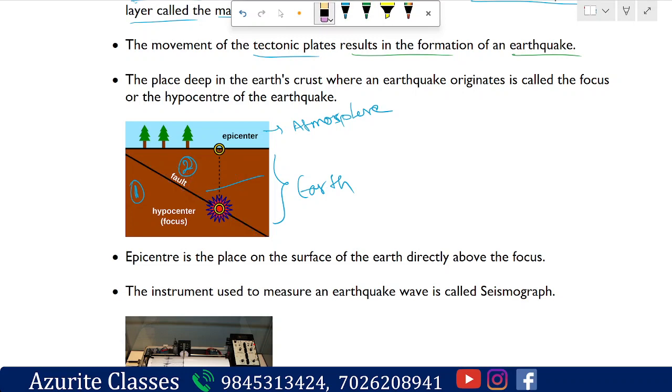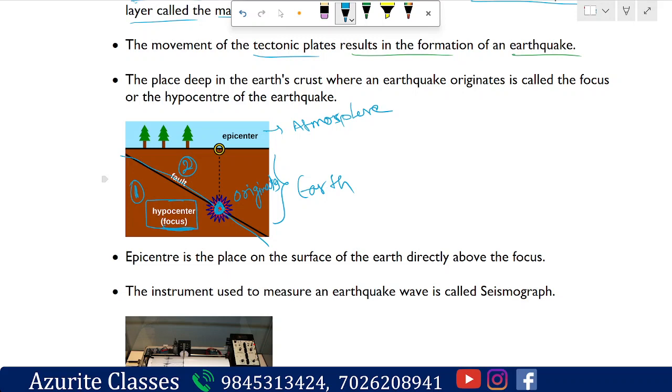There has to be one center where it originates. This origin we call the hypocenter, or focus. Mainly remember it as focus, where the earthquake originates. So where it originates, what do we say? We say it as focus.